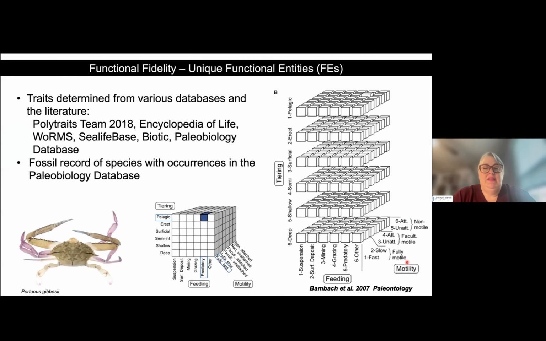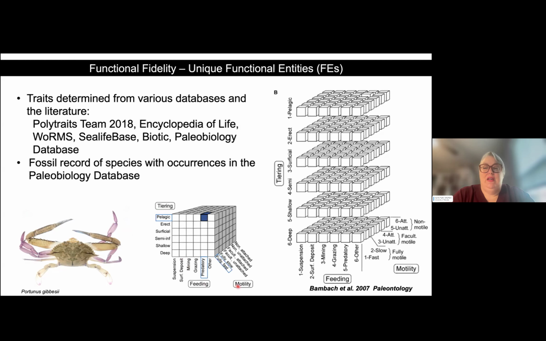So let's first look at these functional traits in the sort of classic Bambachian style. Again, these are widely used in paleoecology. So for every species in the data set we assigned these 3 traits; actually we assigned more, I'll show you that later in the talk. But these traits are readily available from places like Polytraits, EOL, WoRMS, SeaLifeBase, etc. And of course, the Paleobiology Database also has a great record of these traits for marine invertebrates, which is why these 3 traits are very well used in paleoecology.